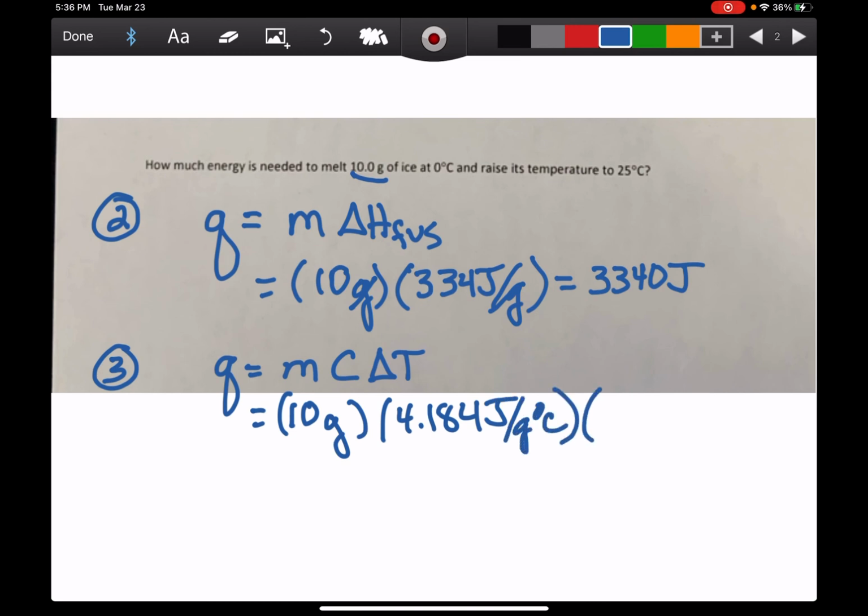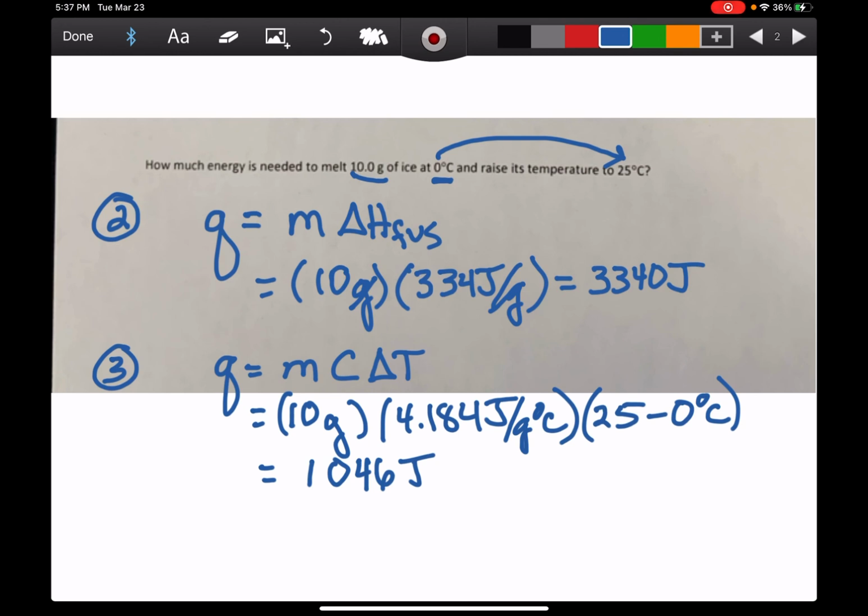And then change in temperature. So I'm going from 0 up to 25. Final minus initial. So 25 minus 0 degrees Celsius. That's going to give us 25. So I multiply 10 times the specific heat times 25. That's going to give me a value just for part 3, 1,046 joules. So I'll just say it's 1,046 joules.